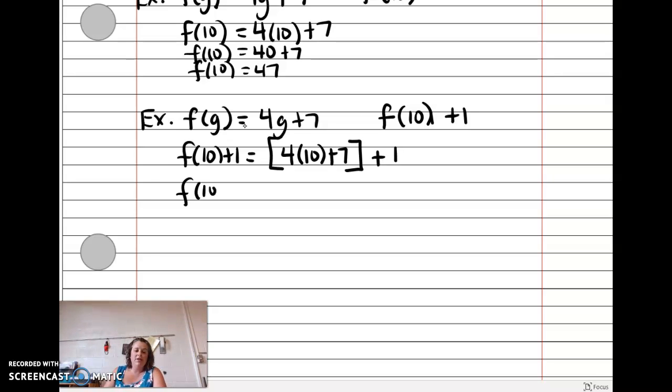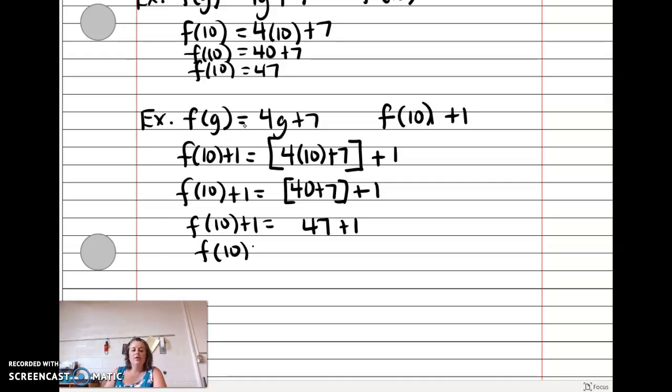So here's my f of 10 plus 1 equals, all right, so I have the 40 plus 7 inside brackets here, plus the 1 from the actual problem. So I have f of 10 plus 1 equals 47 plus 1. So I get 48 altogether.